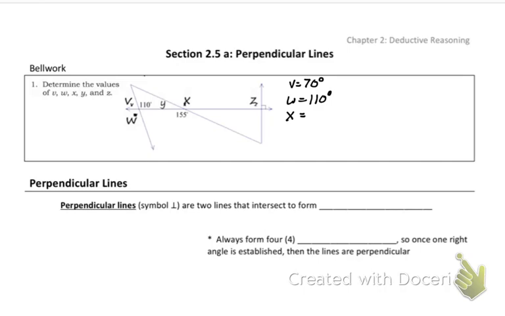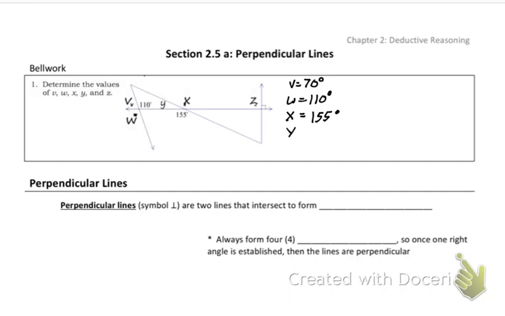Sabrina. 155 degrees. And why is it 155 degrees? Because it's across from the other angle, which is... I forgot the word. Who's got the word? Hannah? Vertical angles. They're vertical, right? Straight up and down. Those two are vertical angles.